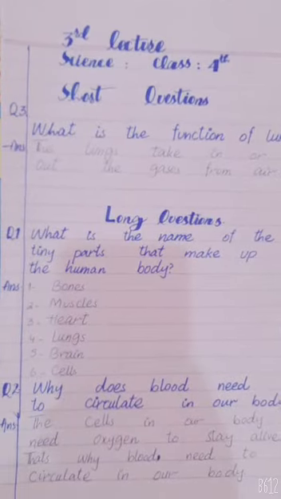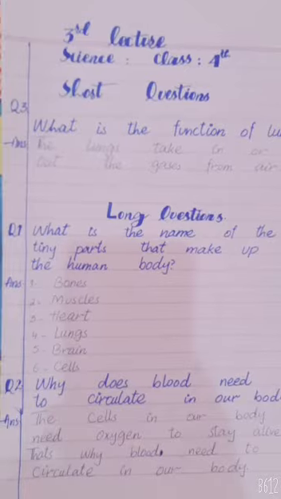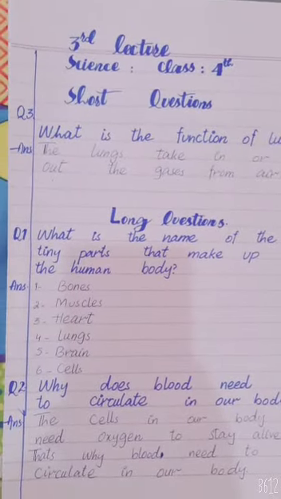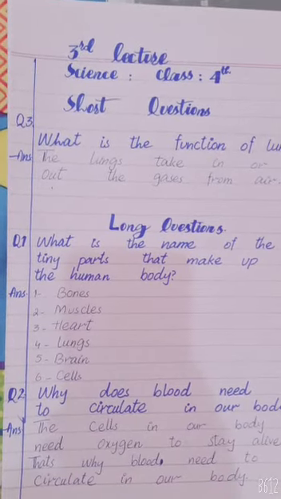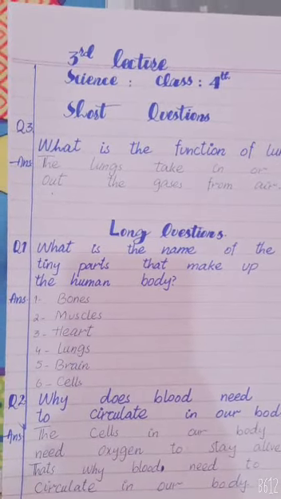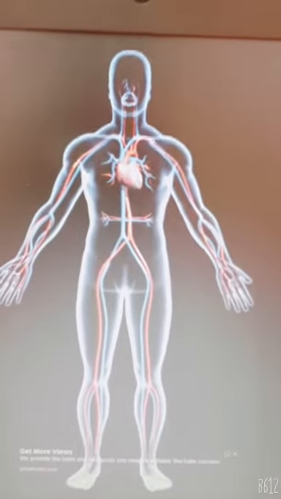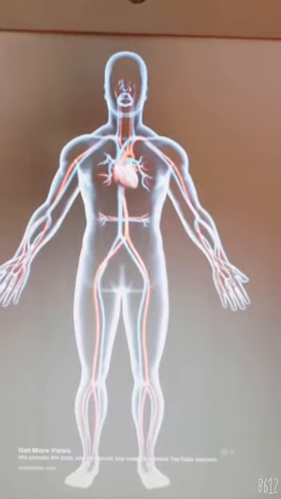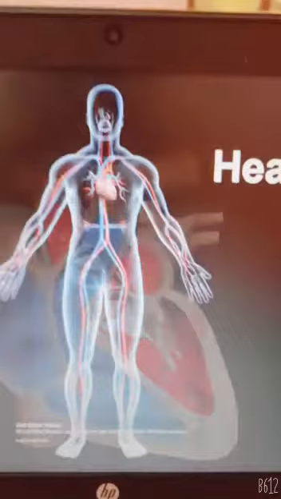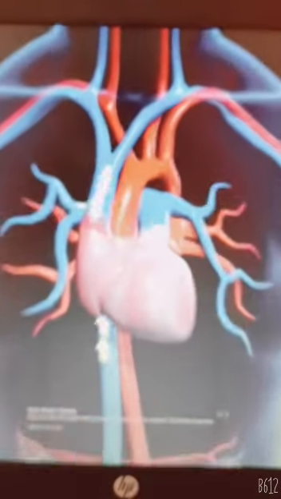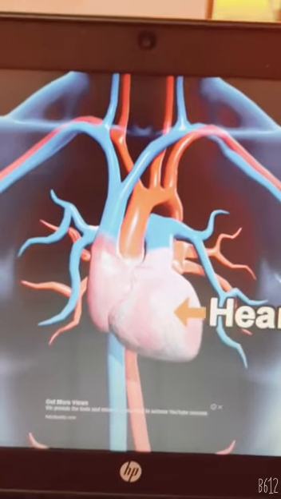That's why blood needs to circulate in our body. The circulatory system comprises the blood throughout the body, through blood, heart and blood vessels. Heart pumps the blood throughout the body.